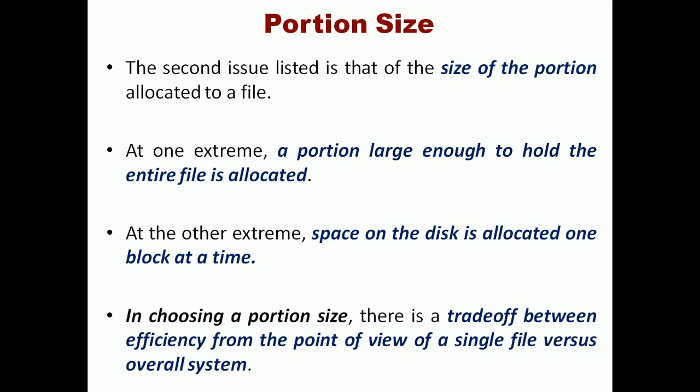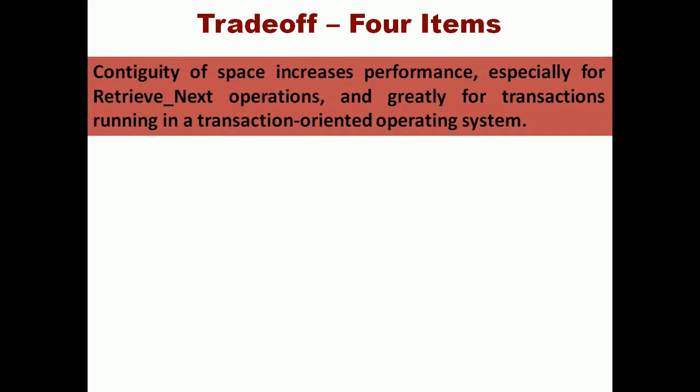Then there are two ways we can allocate the portion. One is a large block, large size. The portion may be large enough to hold the entire file, or otherwise we can go with the block. Okay. Now in this case we will find a bottleneck with respect to efficiency, both in a single file versus the overall file system. So there are four items which lead to the trade-offs.